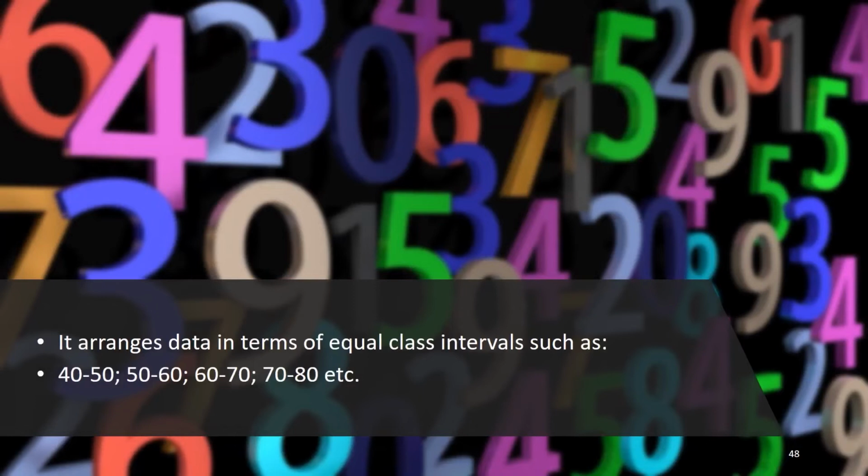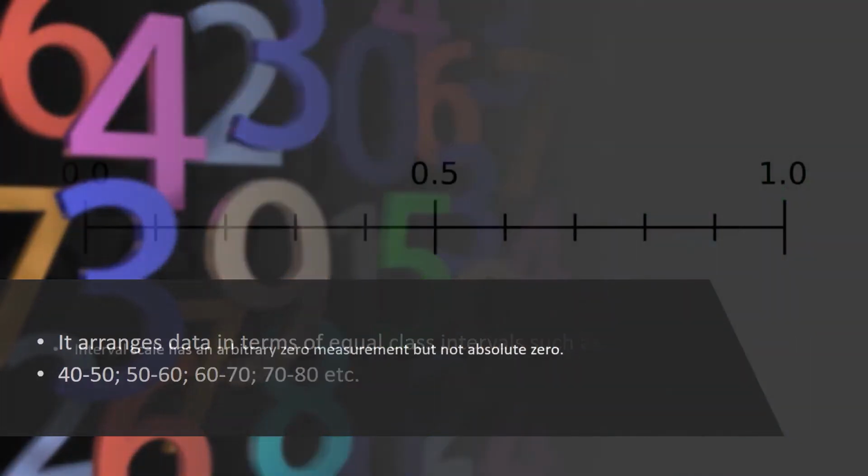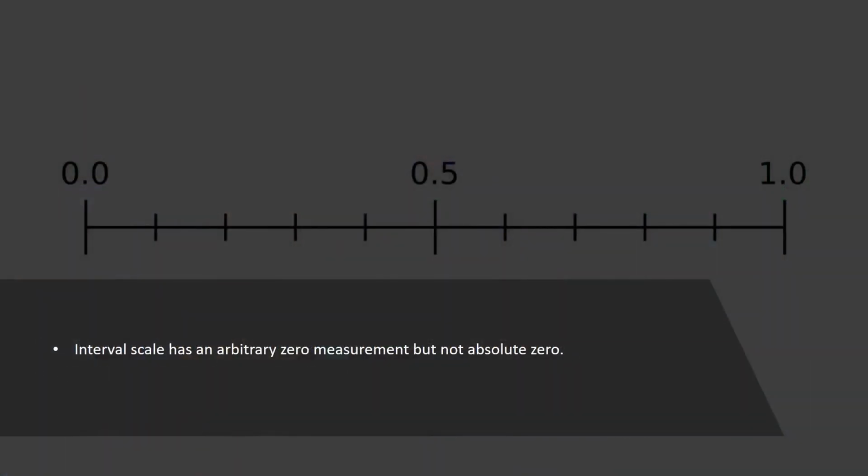So here you see 40 to 50, the difference is 10, the interval of the class is 10, 50 to 60 is also 10, 60 to 70 is also 10 and 70 to 80 is also 10. So here we can say, in a class, how many learners are there, what is the frequency between 40 to 50, 50 to 60 accordingly. Then interval scale has an arbitrary zero measurement, but not the absolute zero measurement.